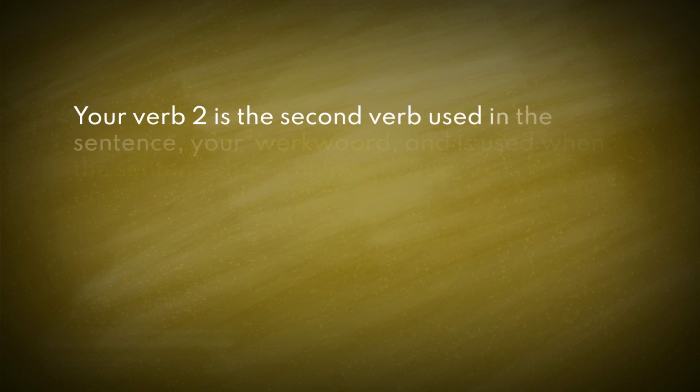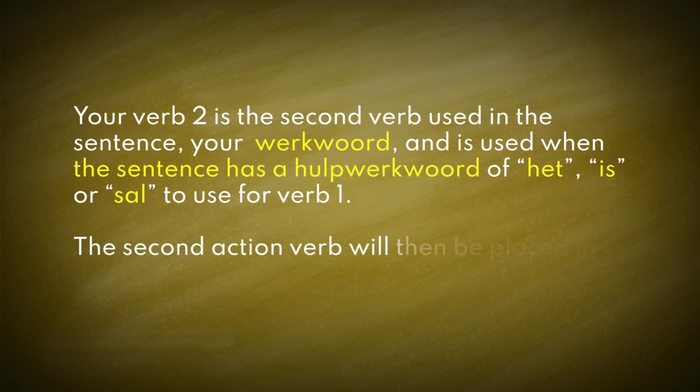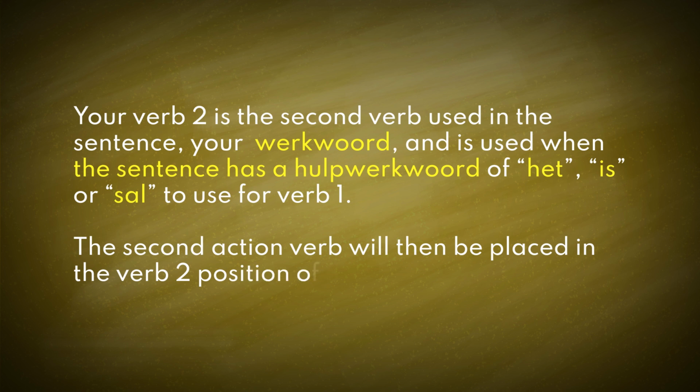Lastly, we will be looking at your verb 2 and your infinitive. Your verb 2 is the second verb used in the sentence, your werkwoord, and is used when the sentence has a hulpwerkwoord of het, is, or sal to use for verb 1. The second action verb will then be placed in the verb 2 position of STOMPI. Simon het vinnig gehardloop. Het is my hulpwerkwoord and is indicative of past tense. So it will be the verb 1's place in STOMPI. Gehardloop is the second verb in the sentence and is placed in verb 2's place in STOMPI.